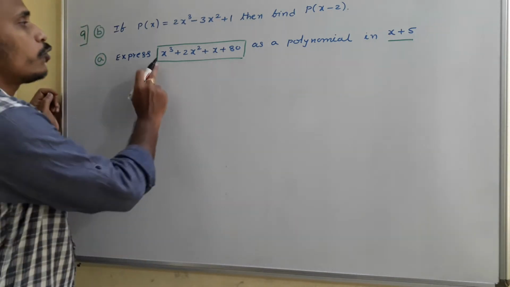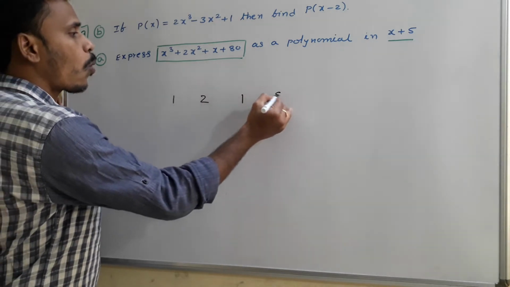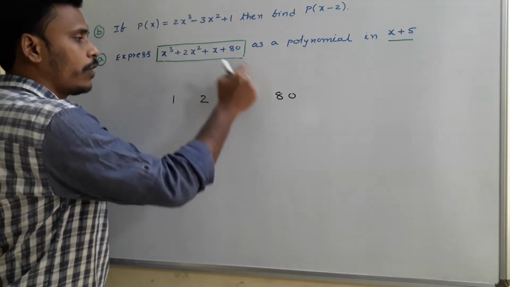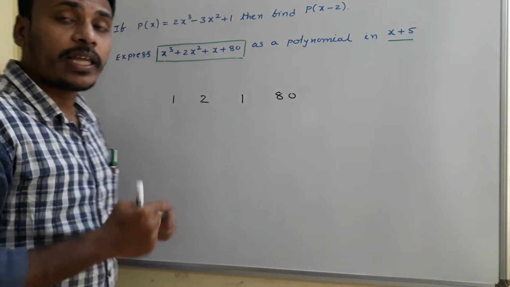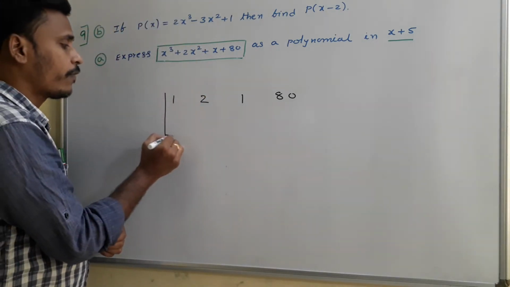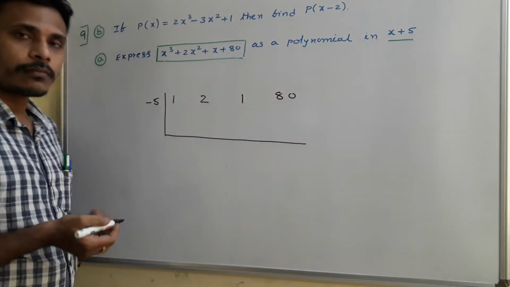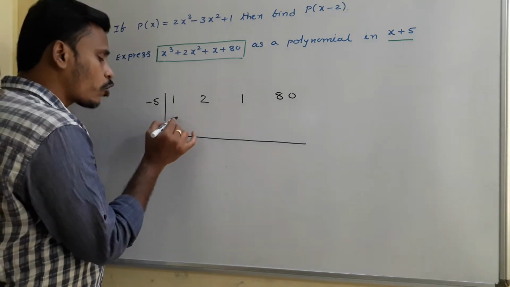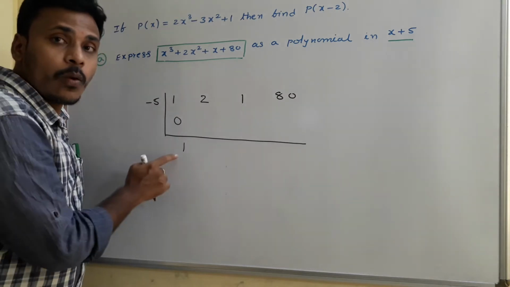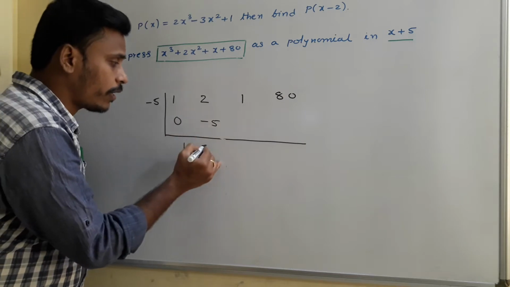In the same way, you just start with the coefficients of the given one: 1, 2, 1, 8, 0. X cube coefficient, x square coefficient, x coefficient and the constant. Since we are trying to express it as a polynomial in x plus 5, you need to complete this synthetic division process with minus 5. And we know in that process we need to start with 0 here. So add column wise. 1 plus 0 is 1. 1 into minus 5 is minus 5. And 2 minus 5 is minus 3.